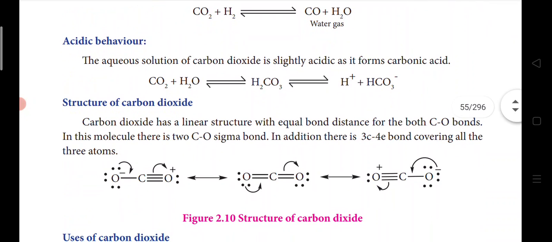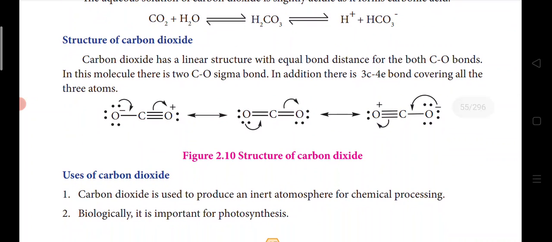Its acidic behavior: the aqueous solution of carbon dioxide is slightly acidic as it forms carbonic acid. So H2CO3 is called carbonic acid. So how is this carbonic acid prepared? Carbon dioxide reacts with water to form carbonic acid, and that again ionizes into H plus and HCO3 minus. The structure, if you see, is linear with both CO bond distances equal. In this molecule, there are 2 CO sigma bonds. In addition to that, a 3 centered 4 electron bond covering all the 3 atoms.